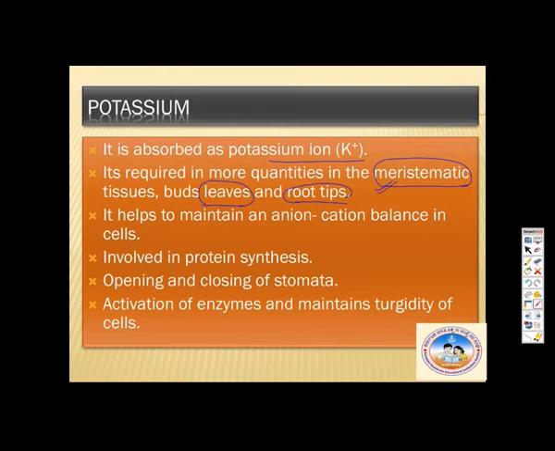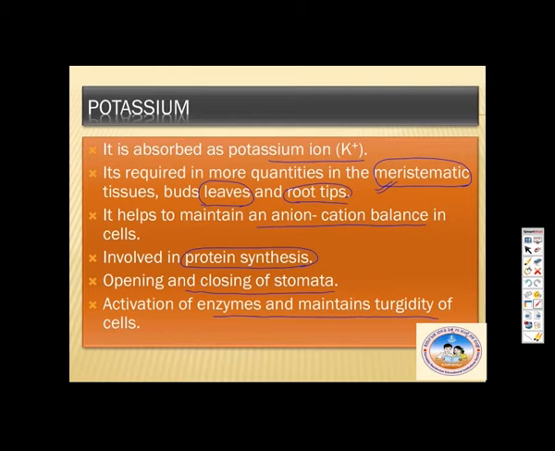And moreover, it is also involved in protein synthesis. What is it involved in? Protein synthesis. And of course, as you already learned, potassium helps in the opening and closing of the stomata, and it also activates enzymes and maintains the turgidity of the cells. I repeat again, it is absorbed as potassium K plus. It is required in more quantity in meristematic tissues, and when I say meristematic tissue, it means your shoot apex and your root apex. Am I clear to you?